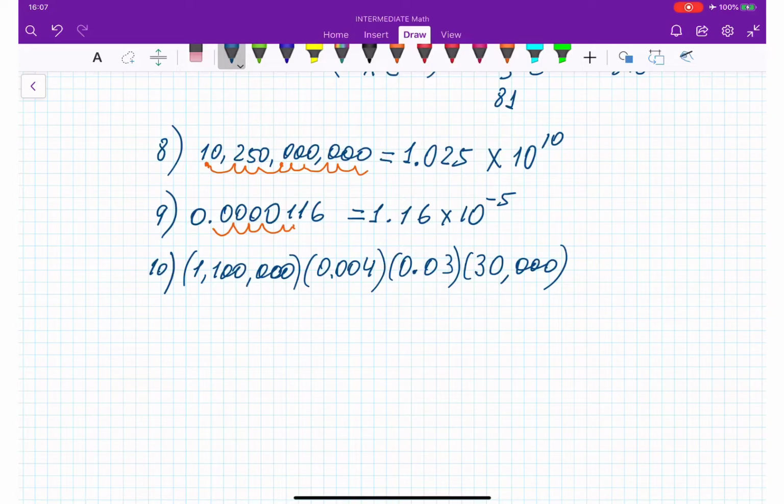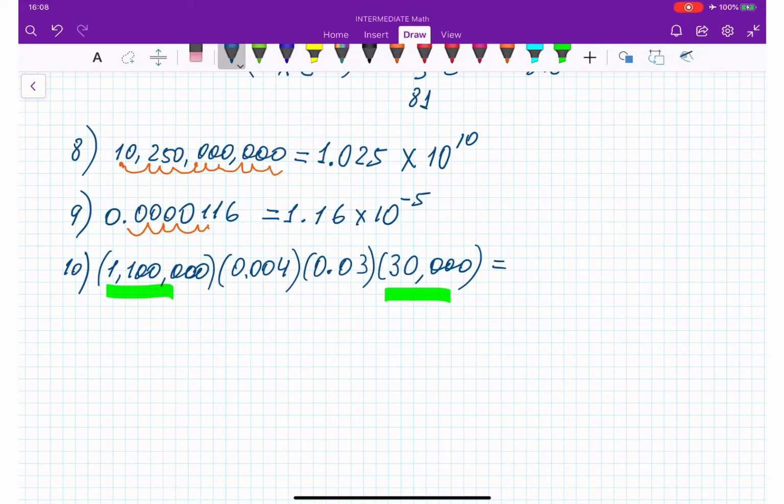So what I'm going to do here, I have two decimal numbers, so two small numbers, and I have two large numbers. So I'm going to multiply the two small numbers, and then I'm going to multiply the two large numbers, combining to make it easy. Okay. So first let's multiply the large numbers.